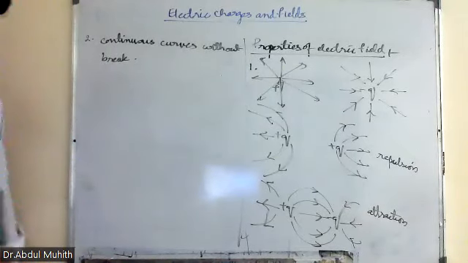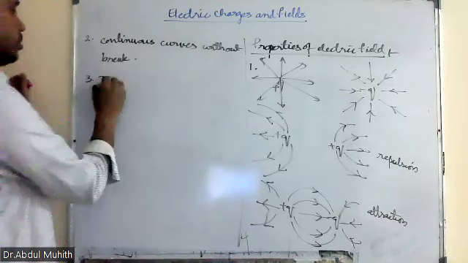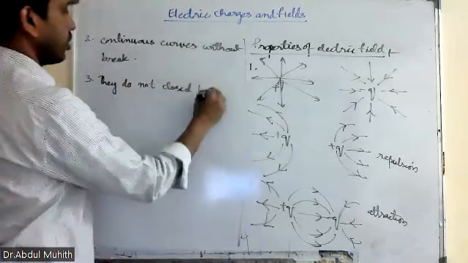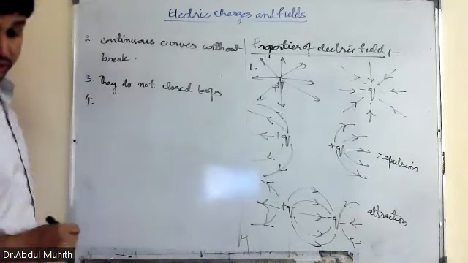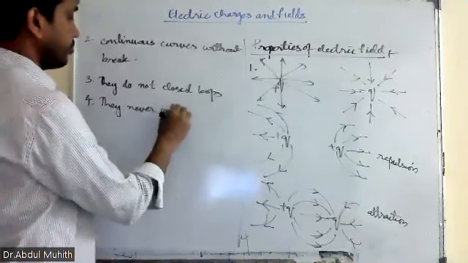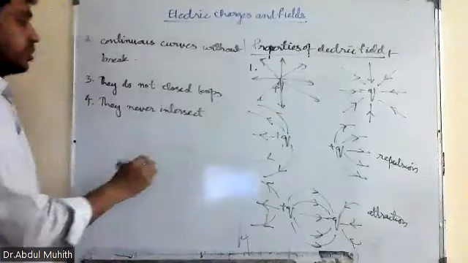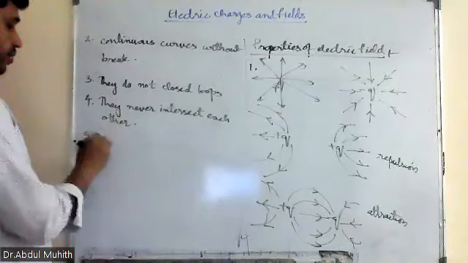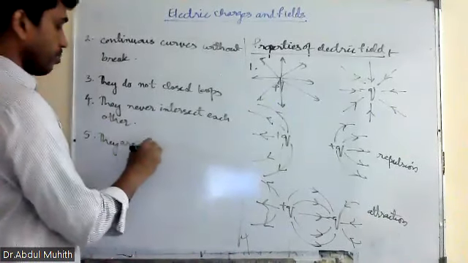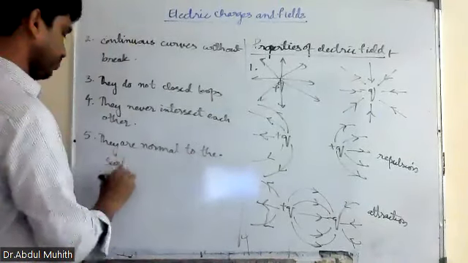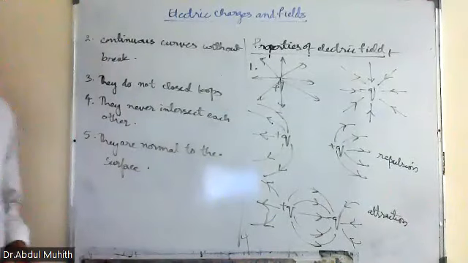The third one is that they do not form closed loops. The fourth one is that they never intersect each other. If they intersect each other, that becomes absurd, because there would be two directions, which is not possible. The fifth one is that they are normal, or perpendicular, to the surface.